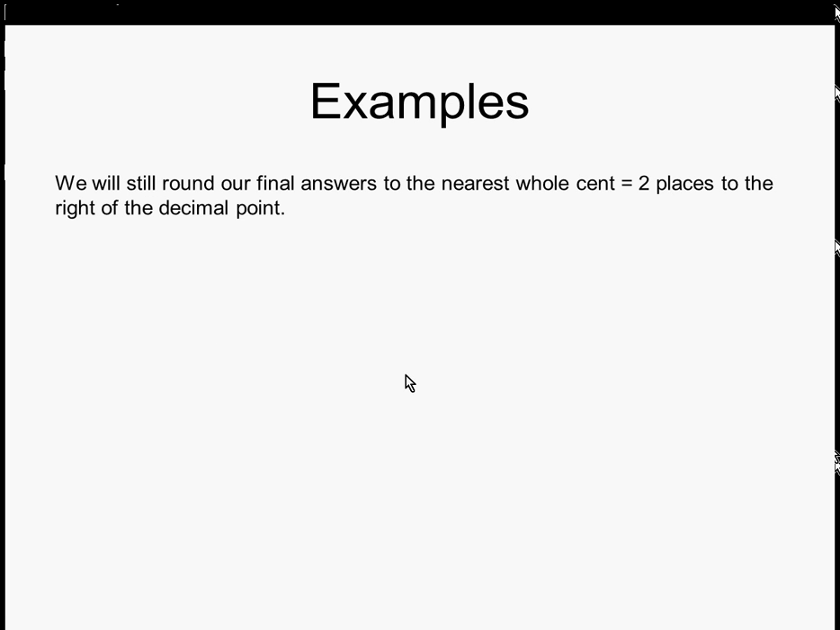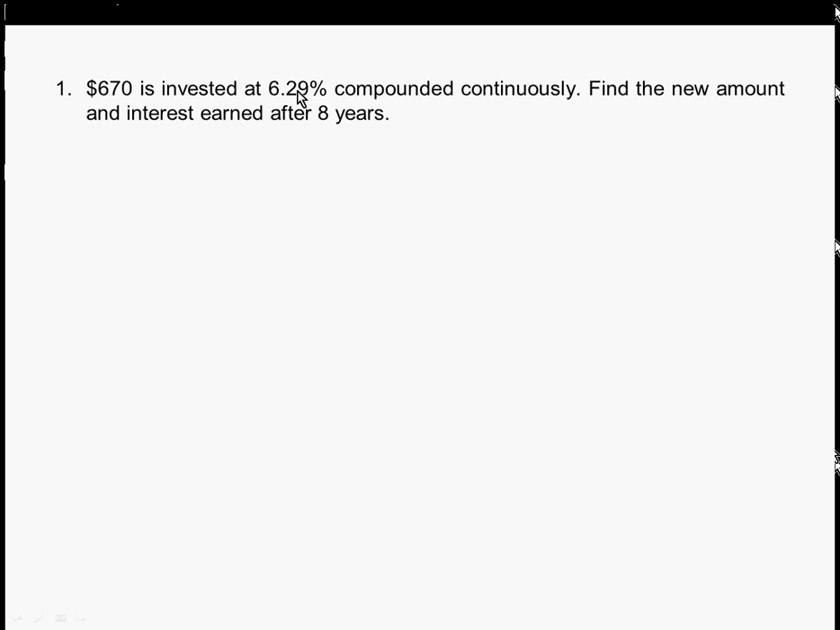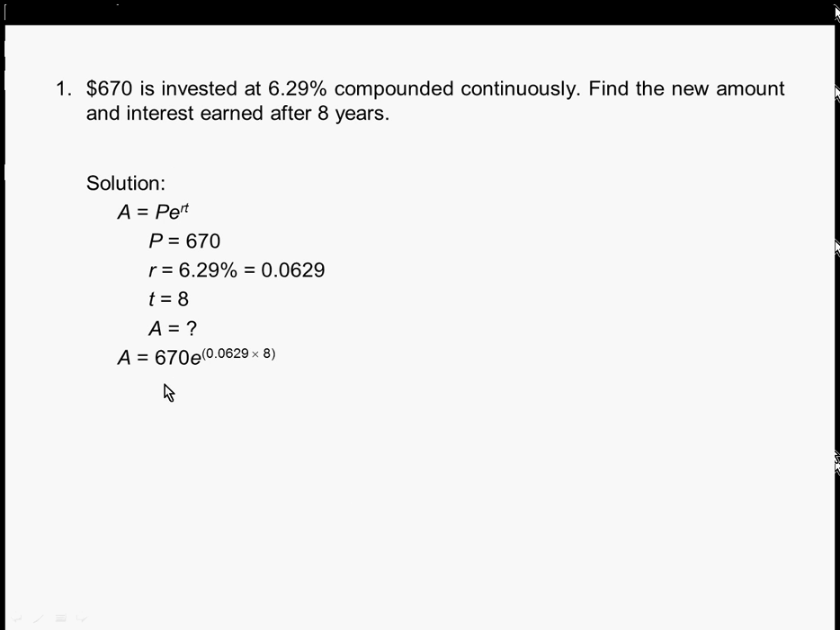So, some examples. We're still going to round our final answer to the nearest whole cent, which is 2 places to the right of the decimal point. Remember, it's money. So, $600 invested at 6.29%, compounded continuously. Find the new amount and interest earned after 8 years. Okay, there's no part A and B, but it's still 2 questions. So I see the word continuously, so I'm going to use A is equal to P e to the RT. Okay, $600 invested, that's P. 6.29%, that's R, so 0.0629. Okay, compounded continuously, that's taken care of in the formula. T is 8. New amount is, I don't know. So we're using 600 times e raised to 0.0629 times 8.